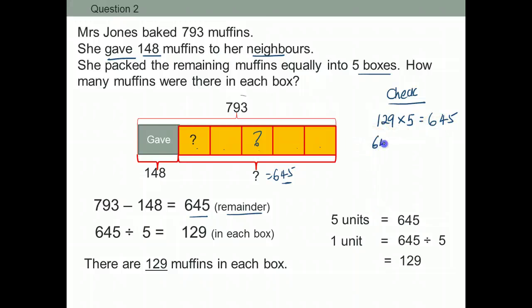I take 645, I add the muffins that Mrs. Jones gave away, plus 148, I will get 793. So this is how I check that my answer is correct.